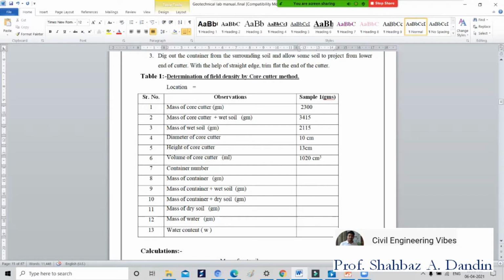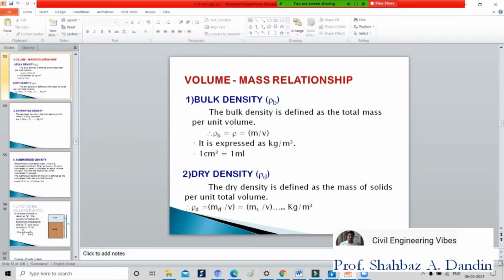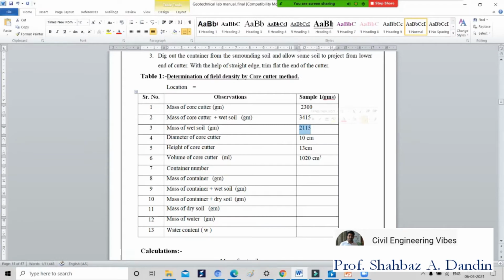The next one is about how you determine the bulk density. What do you mean by bulk density? The bulk density is mass per unit volume, mass divided by volume. This is your mass, 2115 is the mass, divided by volume, and volume is 1020 centimeter cube. If you do mass divided by volume, you will get the bulk density, nothing but field density.